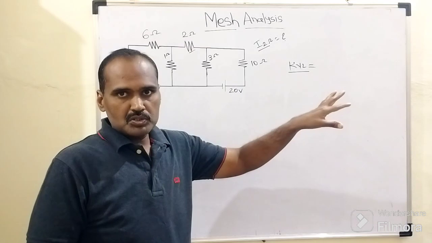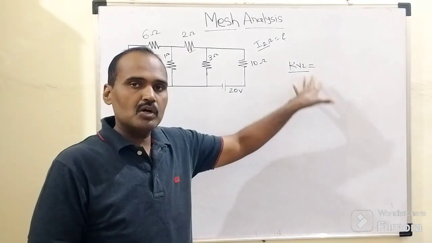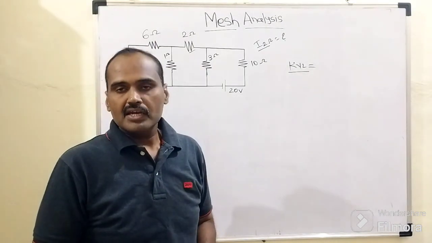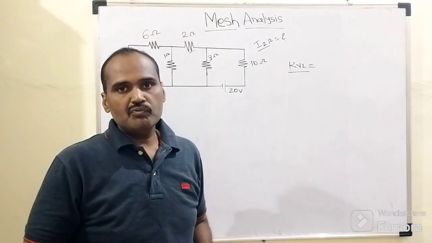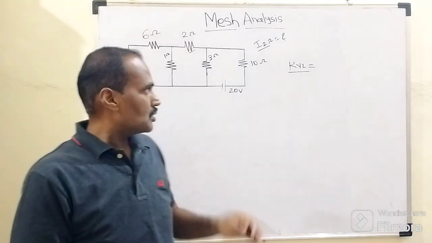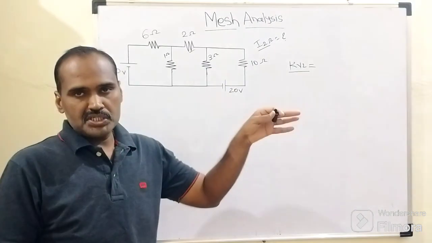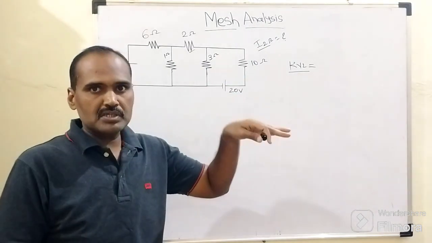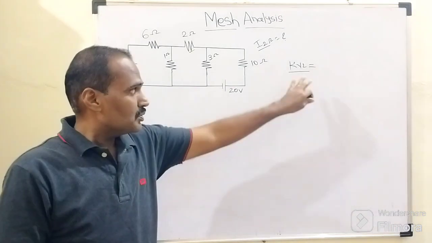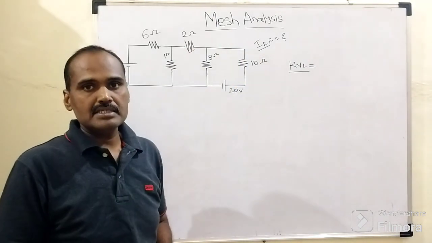This circuit analysis technique was invented by Kirchhoff, so on behalf of his invention, the technique is named Kirchhoff voltage law. According to this law, the algebraic sum of ohmic drops across each and every element belonging to a closed conducting path is equated to 0. We need to use this Kirchhoff voltage law in the mesh analysis technique.